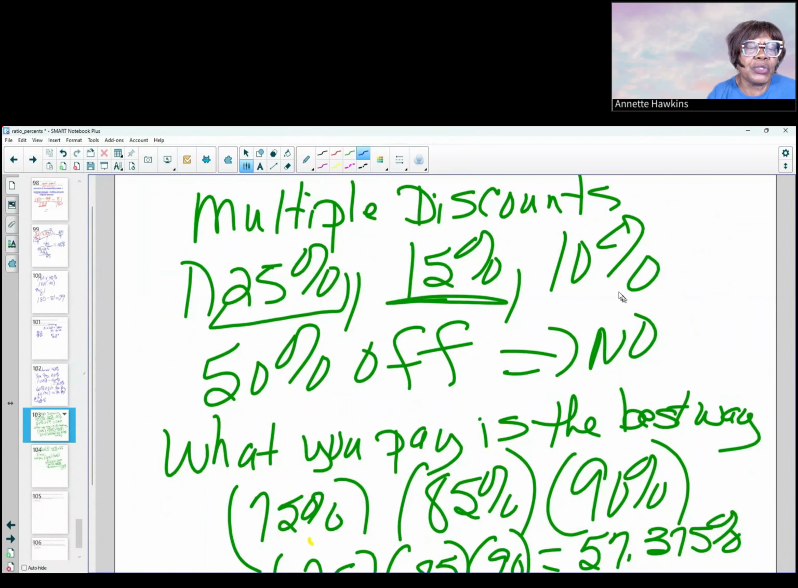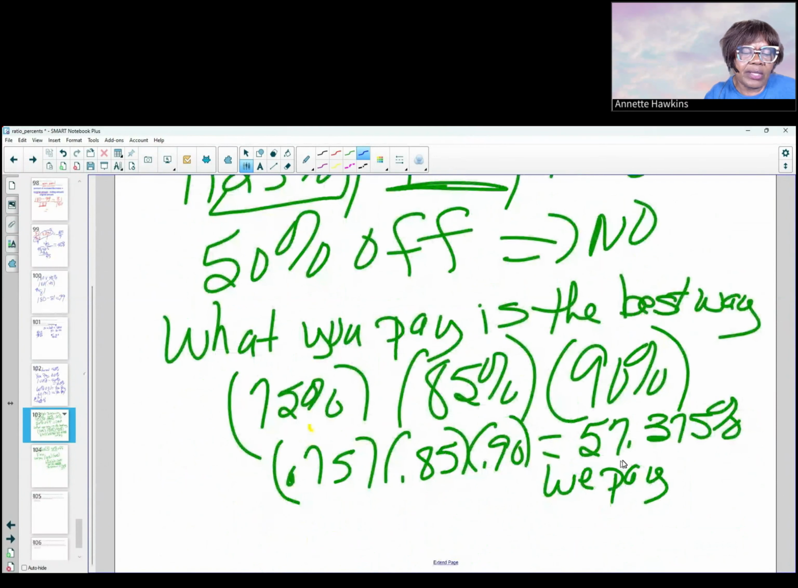So what you're supposed to do, because you have a series of discounts, all right, they're knocking off 25, you're paying 75. They're knocking off 15, you're paying 85. They're knocking off 10, so you're going to pay 90. So then we change these to decimals and we multiply. Okay, so you're going to pay 57.375%. Clearly, that's not 50%. It's close, but it's not 50%.